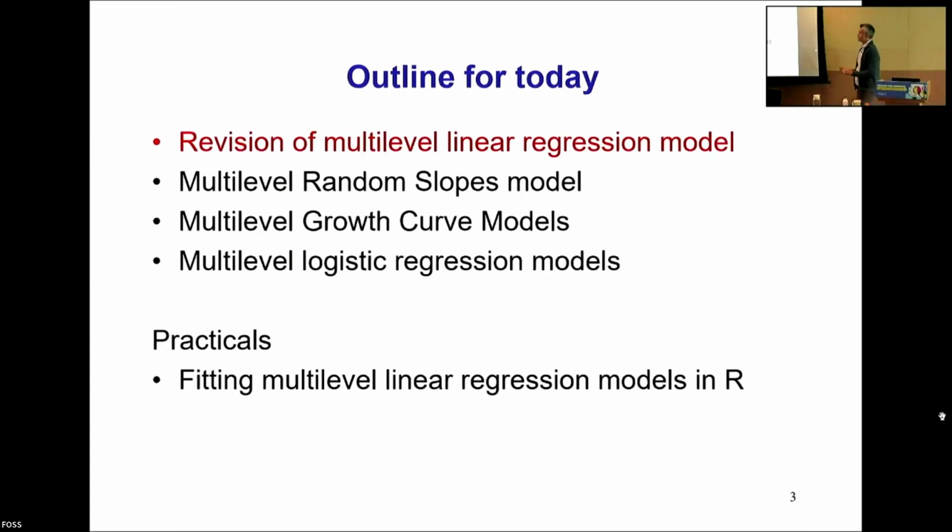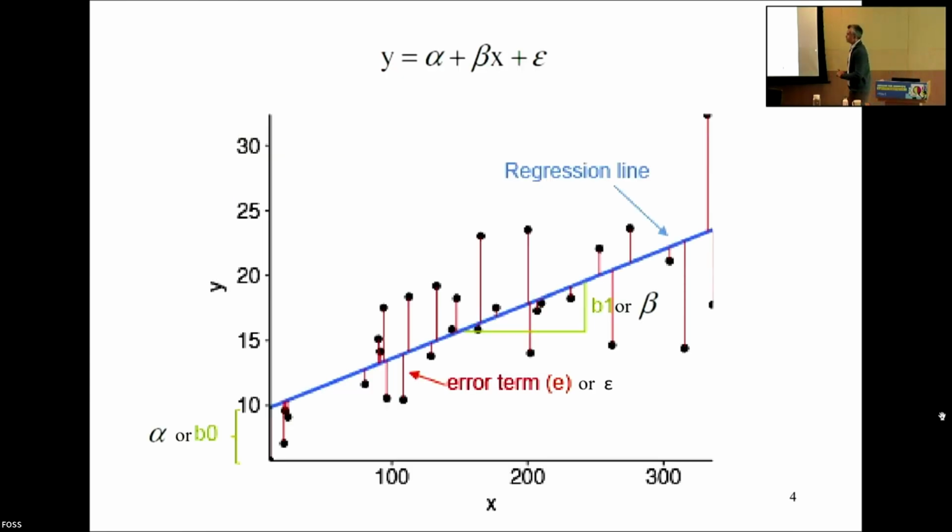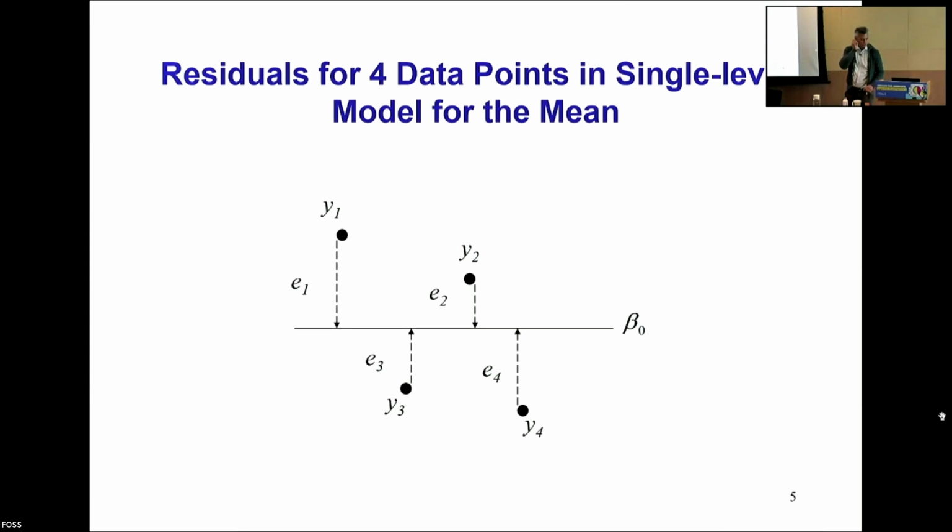First of all, let's have a revision of multi-level concepts and multi-level linear regression analysis. If you remember, whenever you fit a regression line, y equals alpha, the intercept, plus some slope parameter, beta, times x, plus some residual error term. This is the slope parameter. It's how much y changes for a unit change in x. This is the intercept over here, and these are the residuals from the individual data points. So that's a very simple linear regression line.